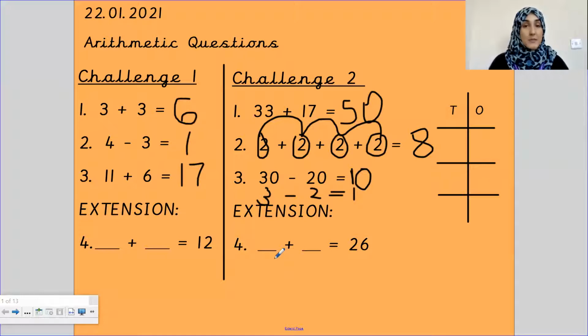As always, I'm going to be checking on Tapestry to see which 2 numbers you have added together to make 26. Now, we're going to move on to the next part of our lesson. So sit tight, good listening, good looking.